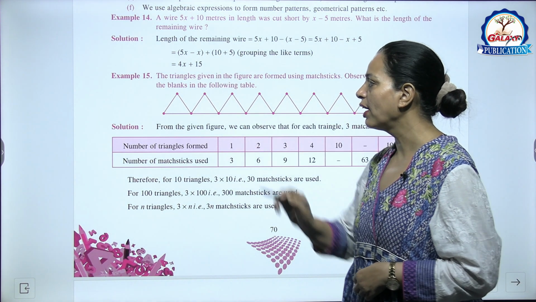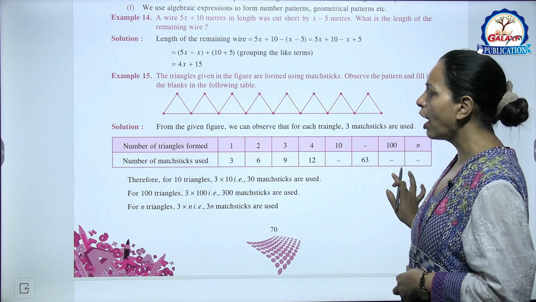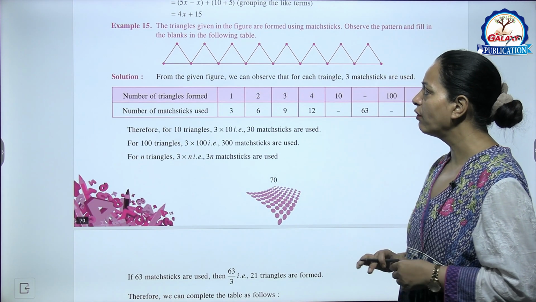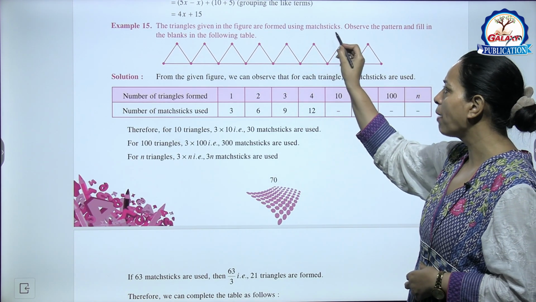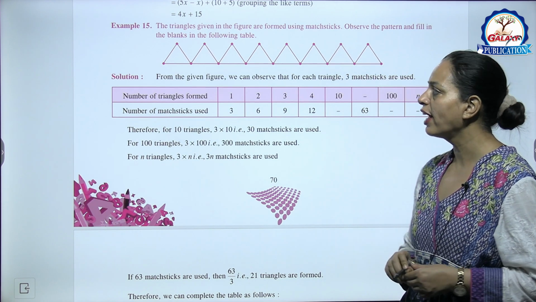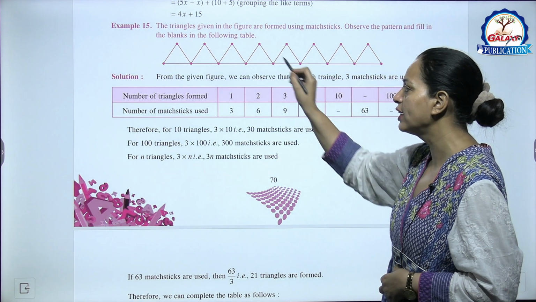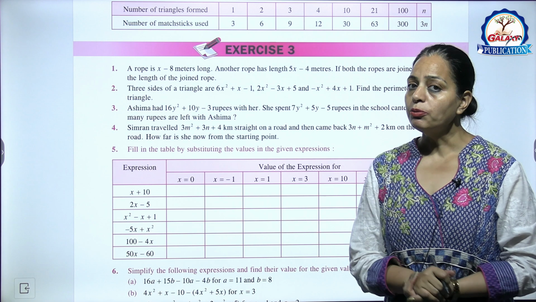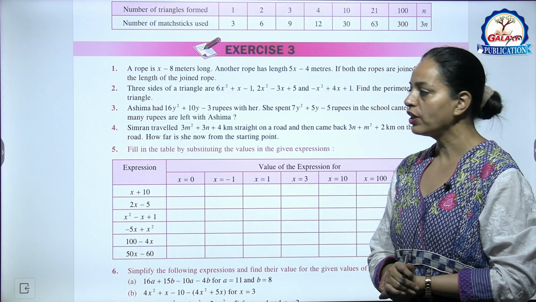So 4x plus 15. Now example 15, the triangles given in the figure are formed using matchsticks. Observe the pattern and fill the blanks in the following table. Now come to exercise 3 based on this type of examples.